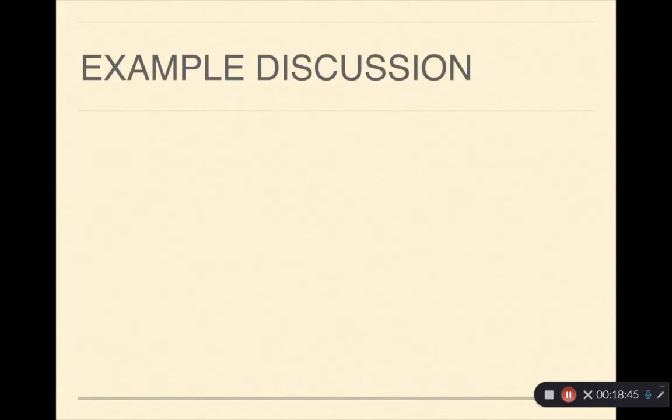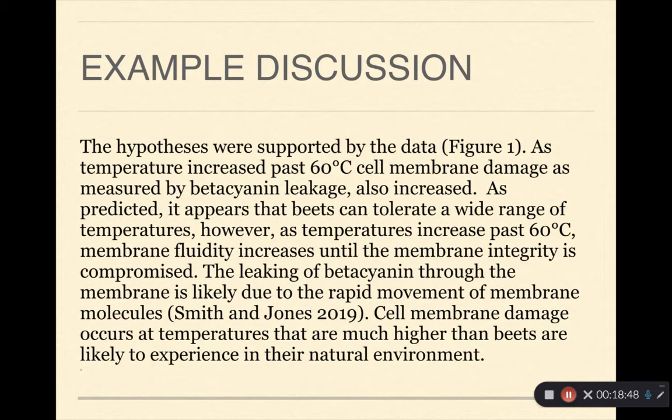All right, so here's an example of a discussion. Again, you're always welcome to pause and read. The hypotheses were supported by the data. Figure 1. As temperature increased past 60 degrees Celsius, cell membrane damage as measured by beta-cyanin leakage also increased. As predicted, it appeared that beets can tolerate a wide range of temperatures. However, as temperatures increase past 60 degrees C, membrane fluidity increases until the membrane integrity is compromised.